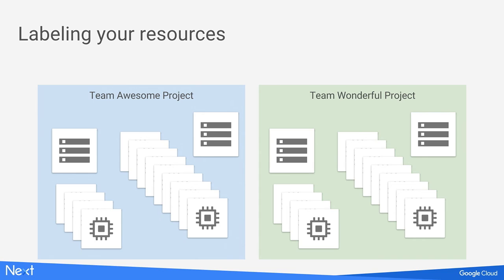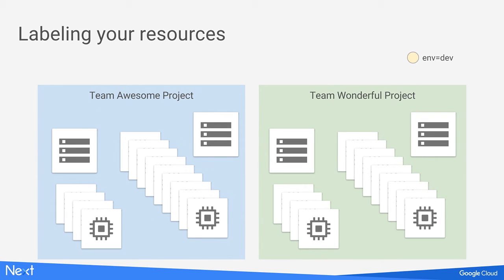Now that you've seen all your bills, you can get a line item of each product that was used within a project. What if you have multiple environments running within a project, right? This is very common, where you'll have an environment that's dev. You can use our labels, which are key value pairs, in order to label different resources in your project.